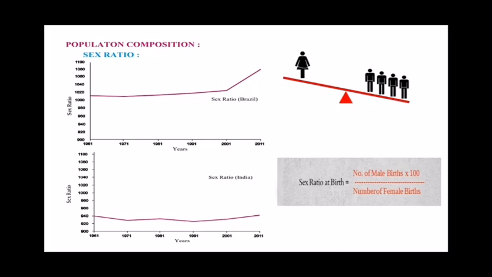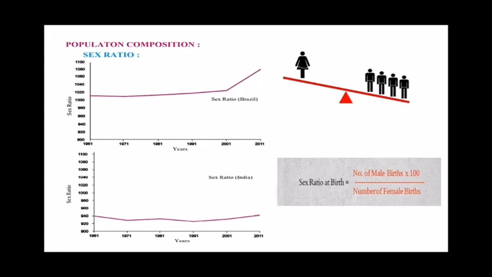So considering the sex ratio of Brazil, the number of women has considerably increased over men since 2001. In India, men outnumber women. It is the opposite of Brazil. Here men are higher than the women.